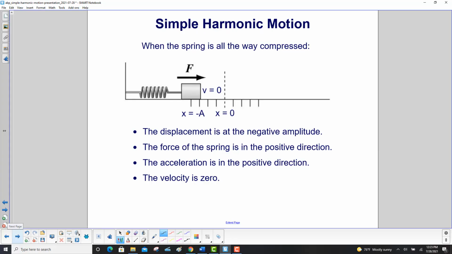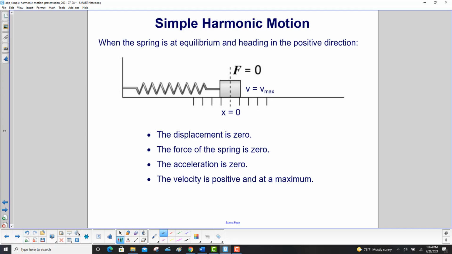Now we'll go through some scenarios here. First, the spring is all the way compressed. Right, here's the equilibrium point. It was pushed or compressed all the way to the x equals minus A position. So the displacement is at the negative amplitude. The force of the spring is in the positive direction, right? Because x is negative, so F equals minus kx gives you a positive number. And that's shown here. The spring is pushing back. The acceleration is in the positive direction, and the velocity is 0. It momentarily stops at that side.